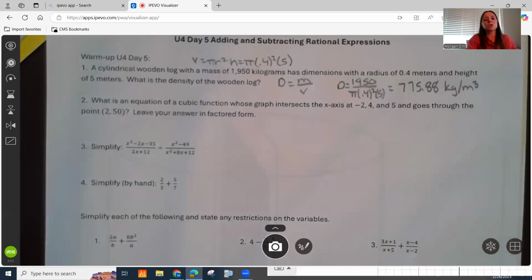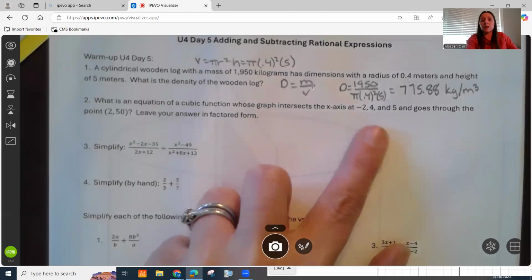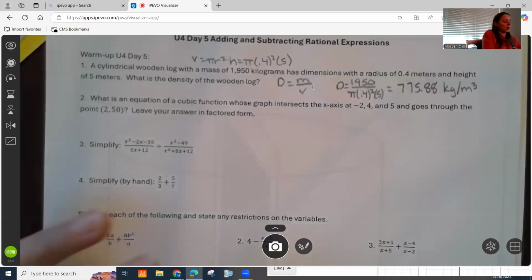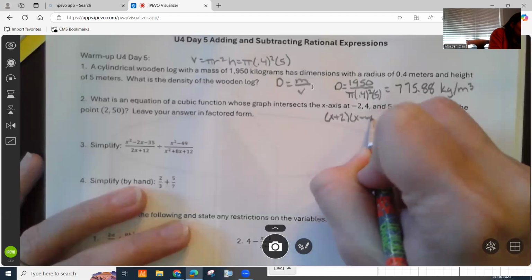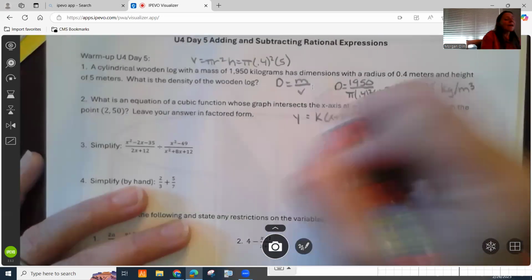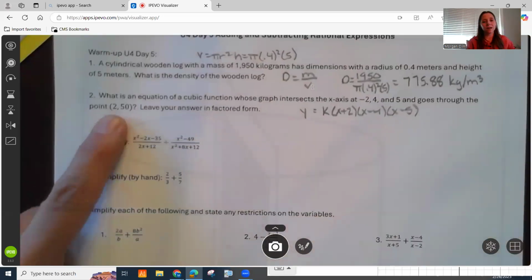Okay. Now, number 2, what is an equation of a cubic function whose graph intersects the x-axis at -2, 4, and 5, and goes through the point (2, 50)? Now, I could have asked and said zeros or roots at these, and it would mean the same thing. Now, remember, we have to think the opposite on this. It is x plus 2, x minus 4, and x minus 5 are going to be factors. However, we may have multiplied this by a value of k. And this is where this point right here plays a role.